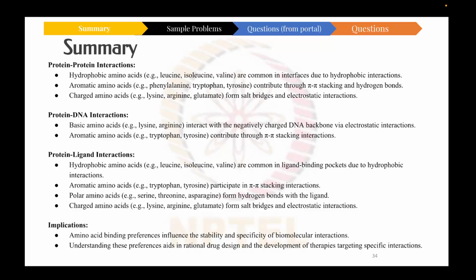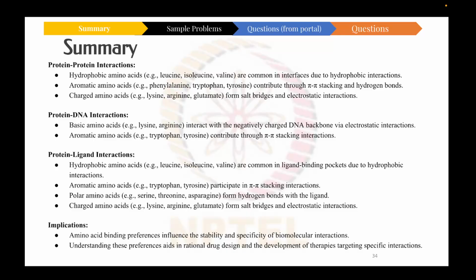Aromatic amino acids frequently found in protein-protein interfaces are capable of forming pi-pi stacking interactions and hydrogen bonds, contributing to protein stability and specificity. Charged amino acids are important for protein-protein interactions as they can form salt bridges and electrostatic interactions, contributing to the specificity and strength of binding between proteins.